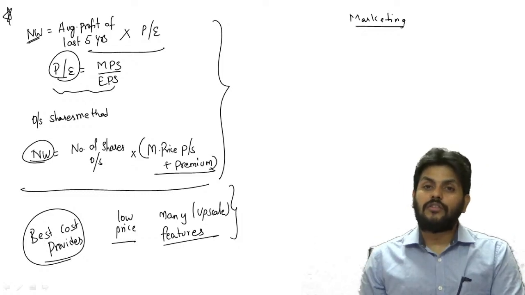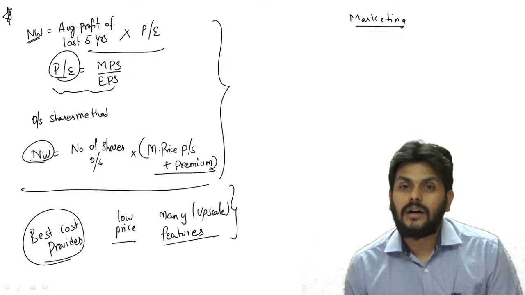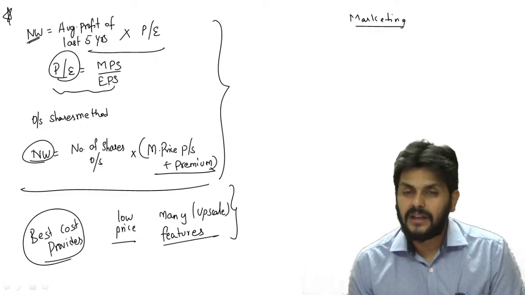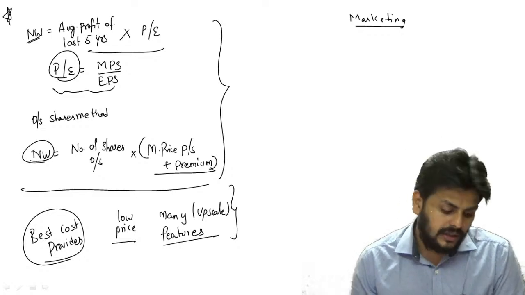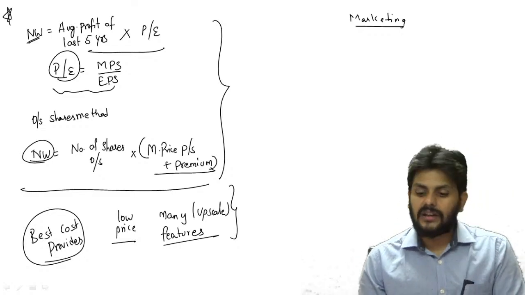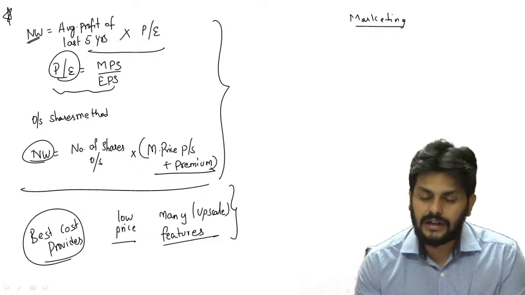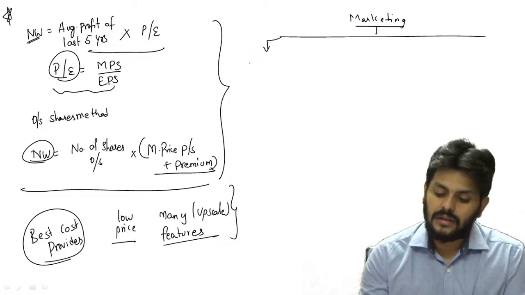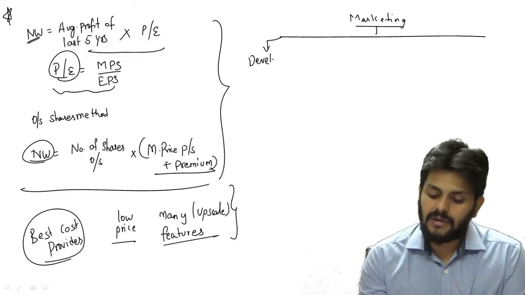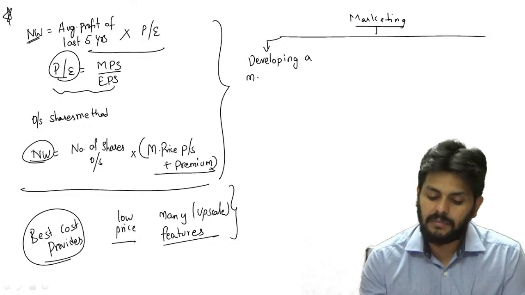Okay, marketing strategy. Anybody willing to type the 4 branches of marketing strategies or the 4 P's? You can obviously type that in. I'm waiting to see that. Marketing strategy is all about developing a marketing mix.